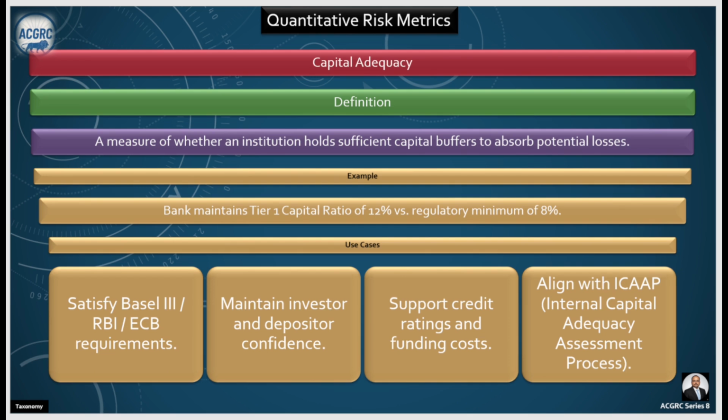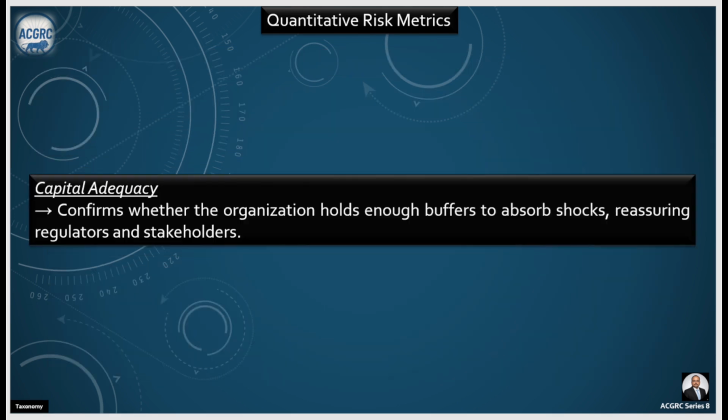Capital adequacy could be used for maintaining investor and depositors' confidence, or could be used to support credit rating and funding cost. Capital adequacy aligns with the internal capital adequacy assessment process. Capital adequacy confirms whether the organization holds enough buffer to absorb shocks, thus reassuring regulators and stakeholders.